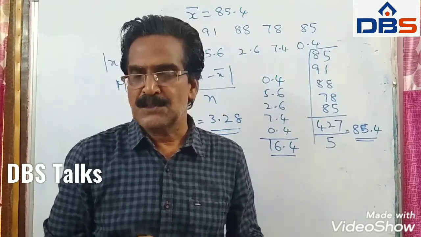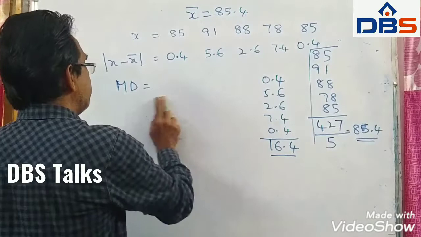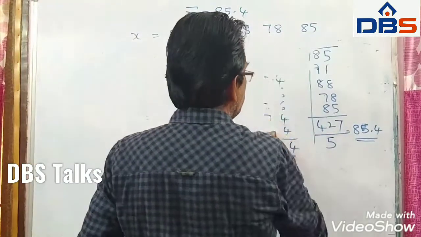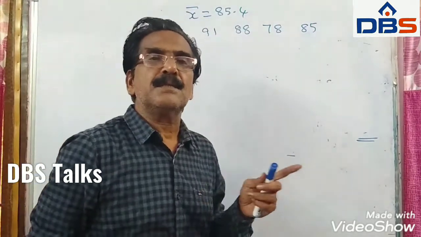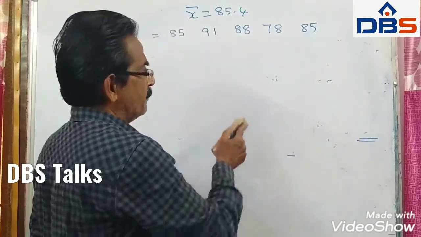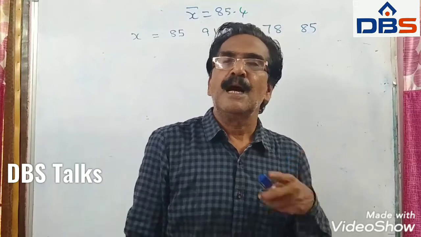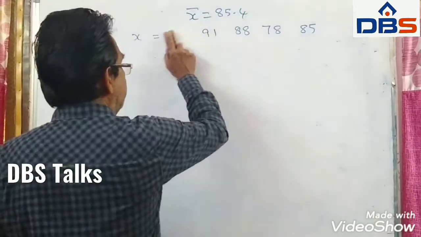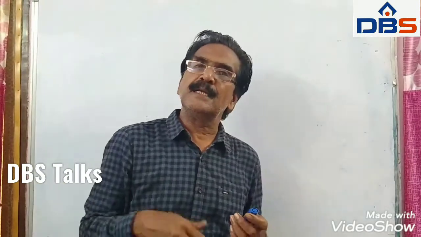Okay, this is a simple problem, so I need not repeat. So now let us find the mean deviation about median. The present problem was about mean, and the next problem we are going to find mean deviation about median. You can find mean deviation about mean or median or mode. So now let us see one problem about median.